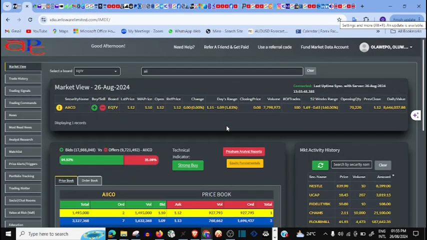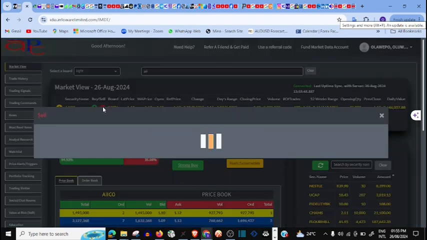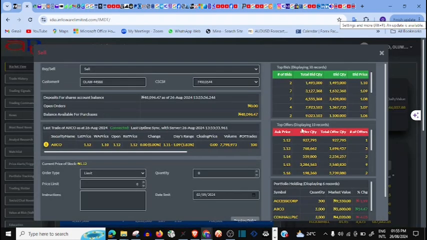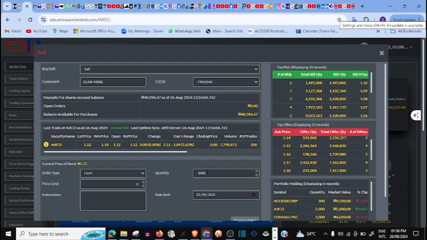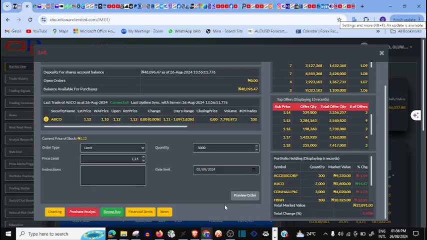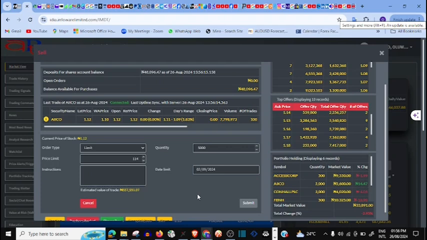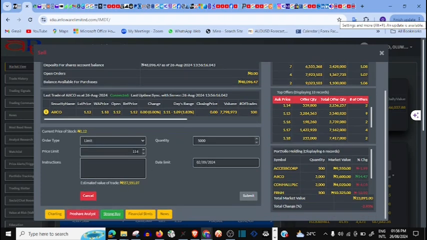and I'll just quickly come and say I want to sell. What's the quantity that I have for that particular stock? I think I have 5,000 units. Come here, 5,000. Want to sell everything. 5,000 units. At what price? I want to sell at 1 naira 14 kobo. And I'll just say review. Tell me how much, 1 naira 14 kobo rather.